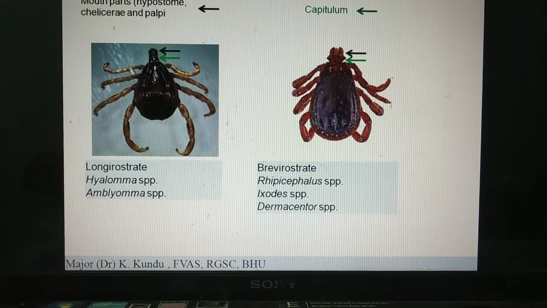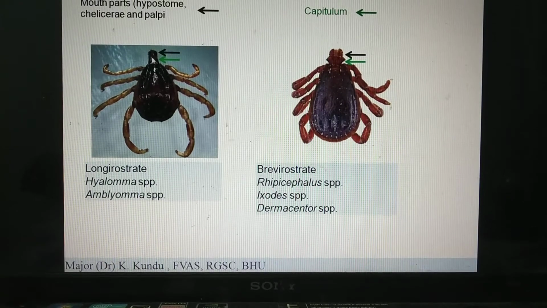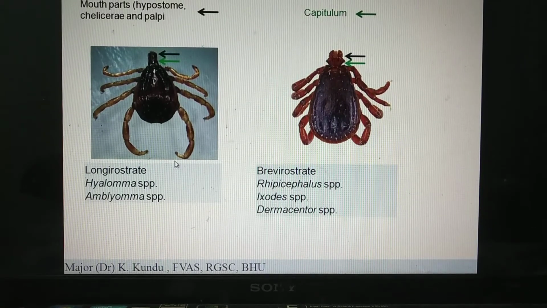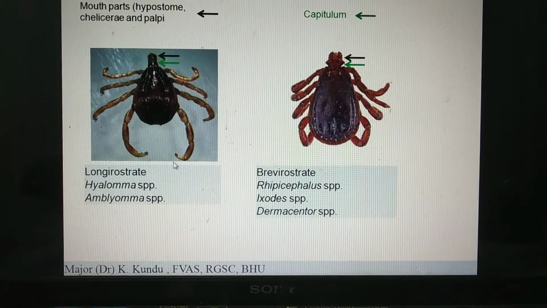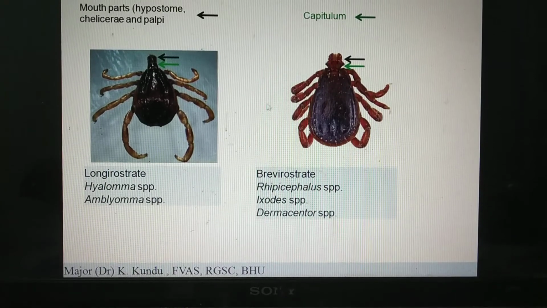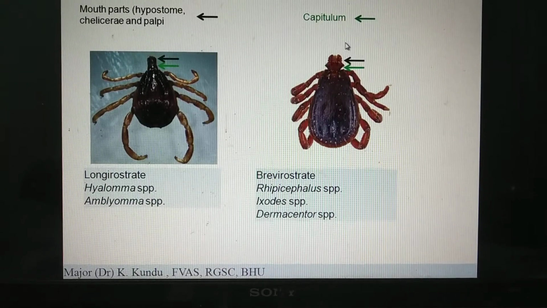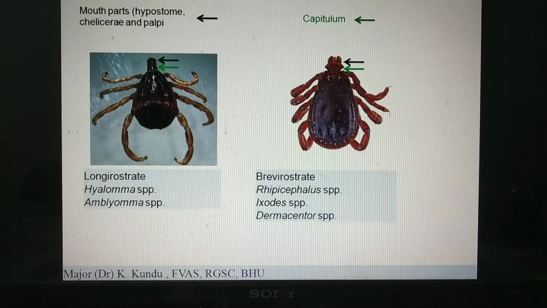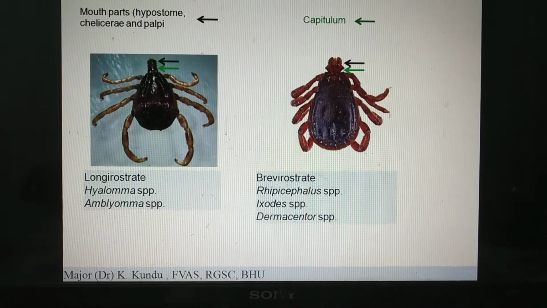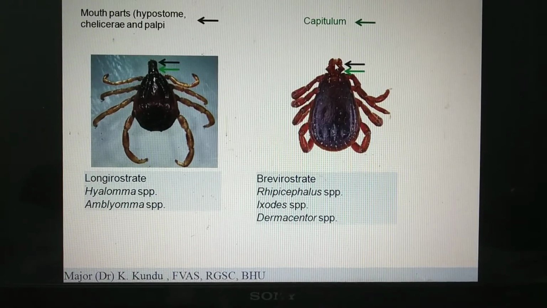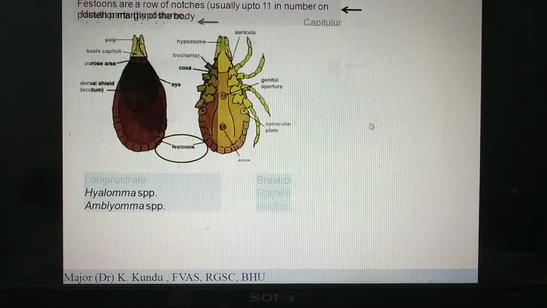So the longirostrate ticks, as you can see, have long mouth parts. Some of the examples are Hyalomma, Amblyomma. These are longirostrate. Most of the other ticks like Rhipicephalus, Ixodes, Dermacentor, Rhipicentor, and all these ticks have very short mouth parts. So these are brevirostrate.